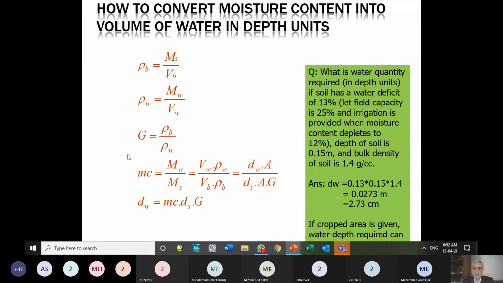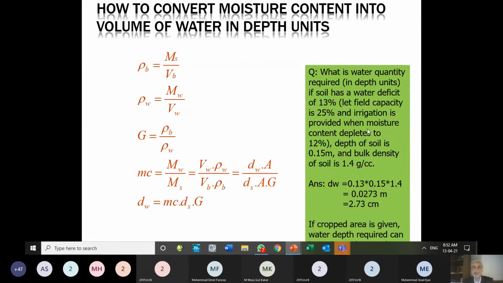Specific gravity of the soil can be found from the density of the soil divided by density of the water. So if these things are known to you, depth of the soil and the specific gravity, which of course will come from the relevant soil, and if you know how much moisture content you want to add, you can calculate how much water you have to apply through irrigation. So that depth of water can be calculated. So this formula is useful for conversion of the moisture content.